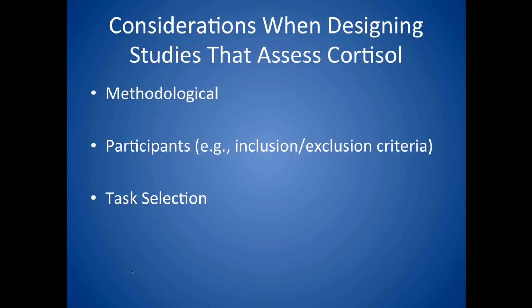So I'm going to go through three main categories of considerations. One category is methodological. Another category has to do with participants, so things like inclusion and exclusion criteria, and then also choosing an appropriate task when looking at cortisol reactivity. So we'll go through each of these in order.